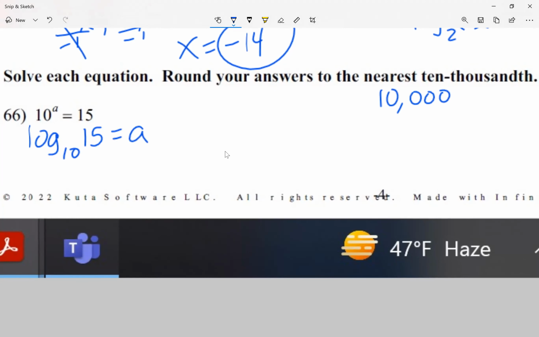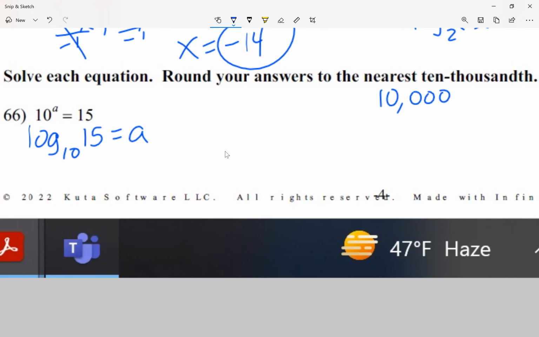And it says solve the equation. So basically, I want to know what the variable is, what's the value of a. I expect a to be between 1 and 2, because 10 to the 1 is 10 and 10 to the 2 is 100. So 10 to the a is equal to 15, so I expect it to be 1 point something.